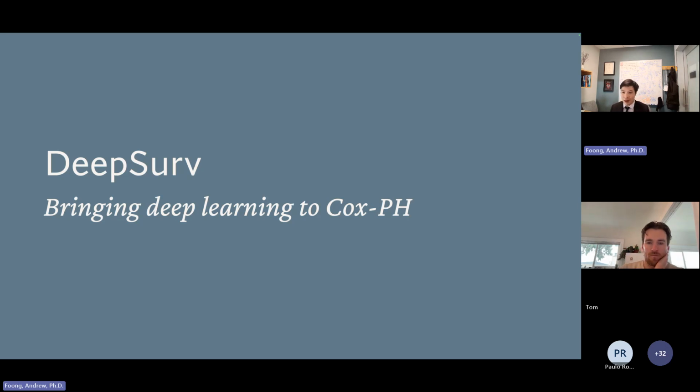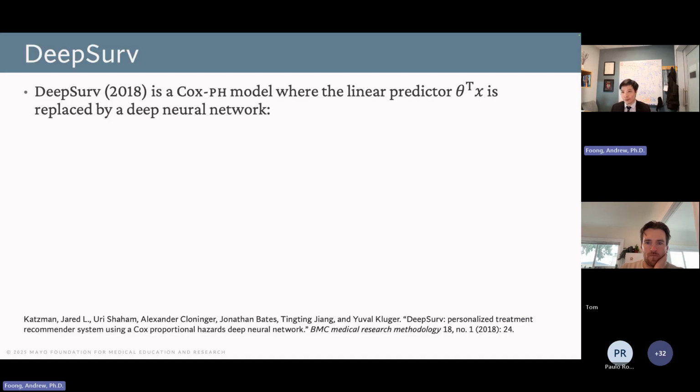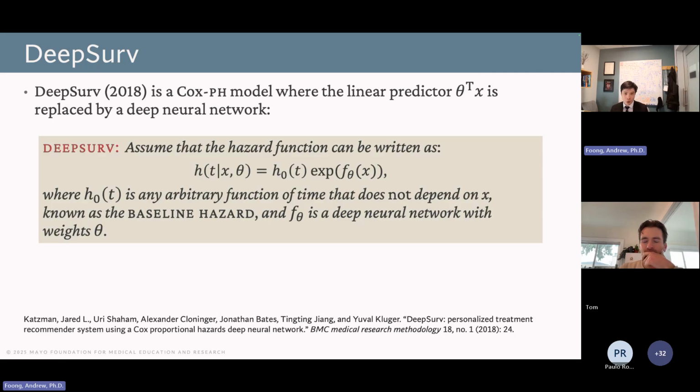And the first method I'm going to talk about is called DeepSurv. DeepSurv is very simple to understand conceptually. It's a Cox PH model where the linear predictor theta transpose x is replaced by a deep neural network. That's all we're doing. So the DeepSurv assumption is very similar to the Cox PH assumption, except now we assume the hazard function can be written as a product of two terms, where the first term is still some arbitrary baseline hazard function, which doesn't depend on x.